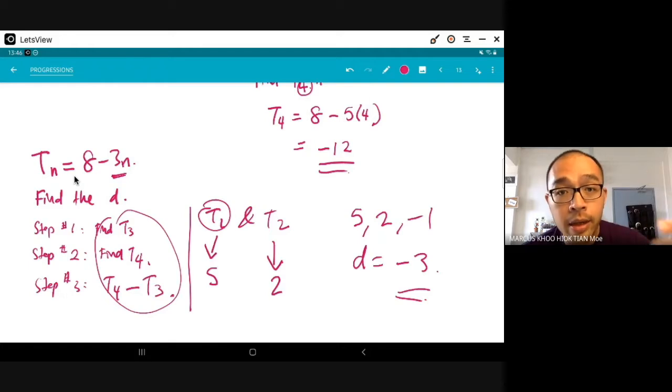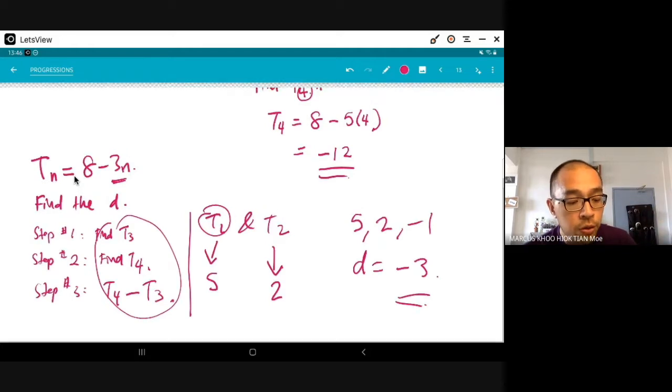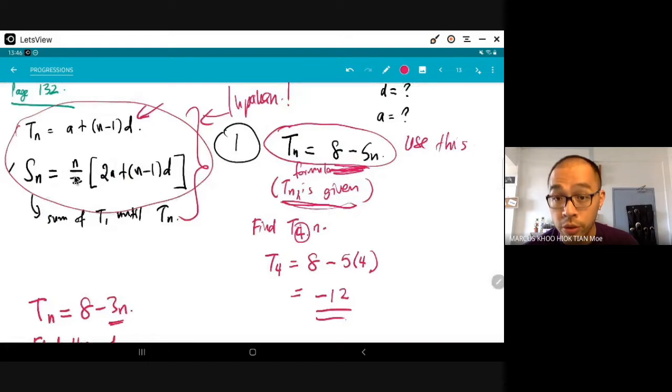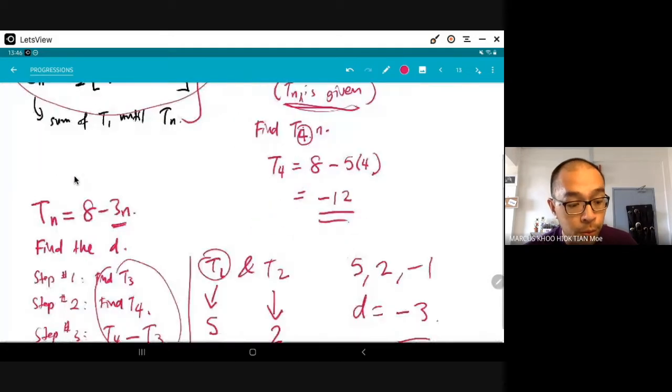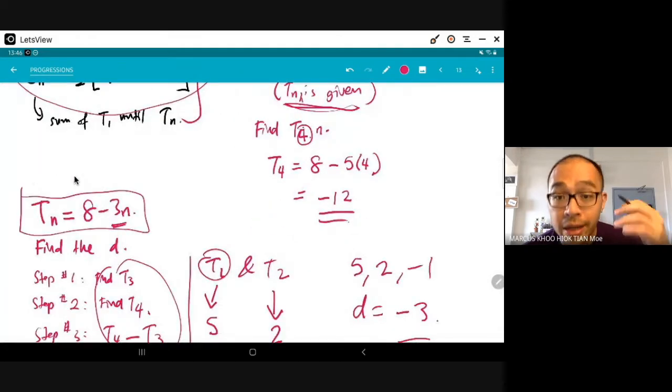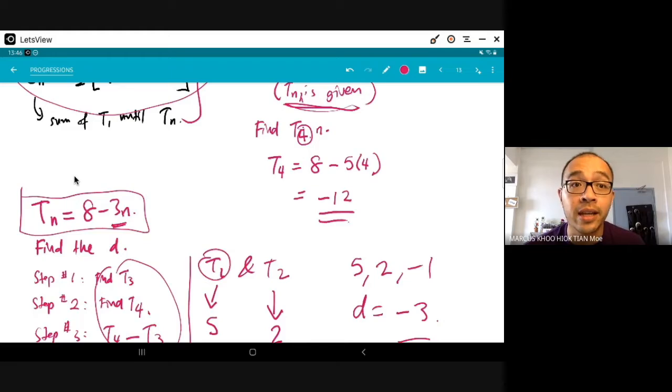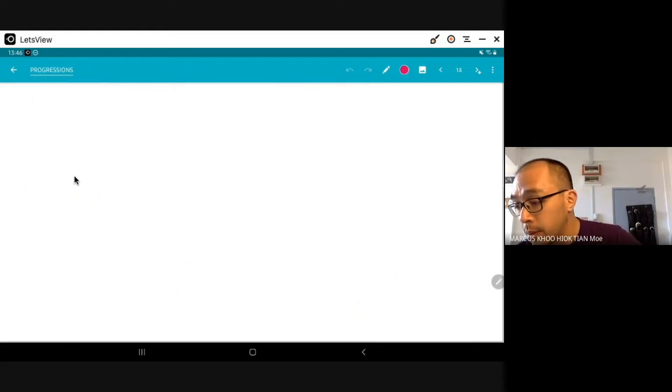Dan perhatikan, notice that we didn't even use the formula that we are supposed to use. Okay, we use the formula that sudah diberi. So guys, sometimes if there is an easier way, use the easier way. Okay, don't make your life so difficult by overthinking things that don't need to be overthought. Okay, all right, let me do another one.